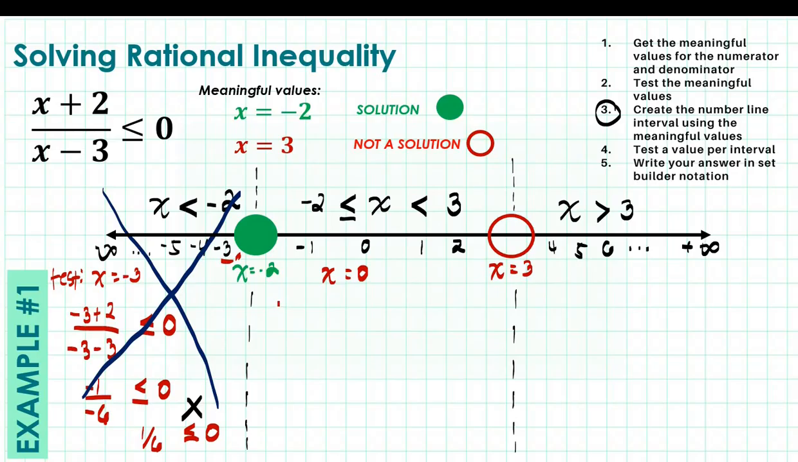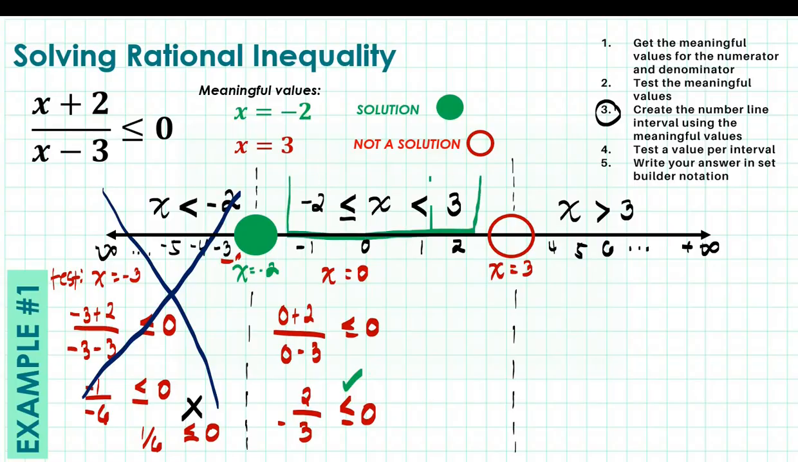Now let's substitute. That becomes 0 plus 2 all over 0 minus 3. Is it really less than or equal to 0? Simplifying further, we'll have 2 over -3, and any negative value is indeed less than 0. So this means the inequality is satisfied, and therefore this interval is a solution to the inequality.